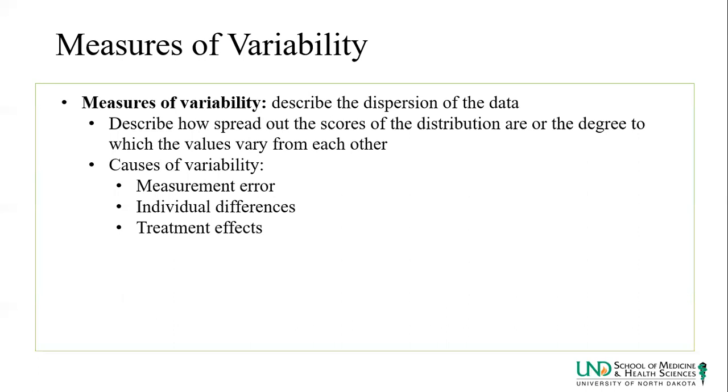There are a number of factors that can cause variability in a dataset. One of those is measurement error. People might measure things differently from participant to participant. For example, measuring head circumference may be done differently depending on who is taking the measurement.